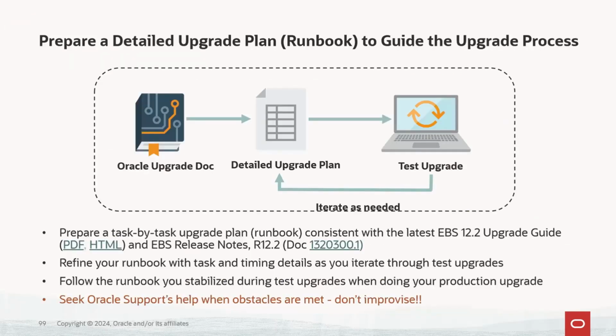Of course, you're going to prepare a detailed upgrade plan that's going to be based on the Oracle upgrade documentation, which includes, of course, the upgrade guide combined with the eBusiness Suite release notes. You'll be refining that plan with your own task and timing details as you iterate through your test upgrades. And naturally, you would follow that run book that you've refined and stabilized during your test upgrades when you do your production upgrade.